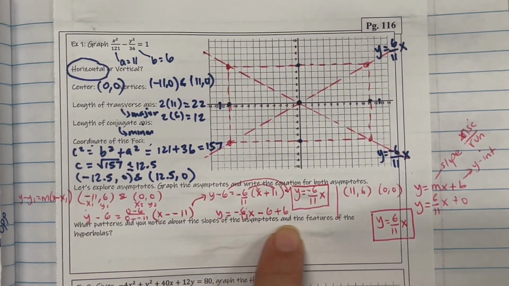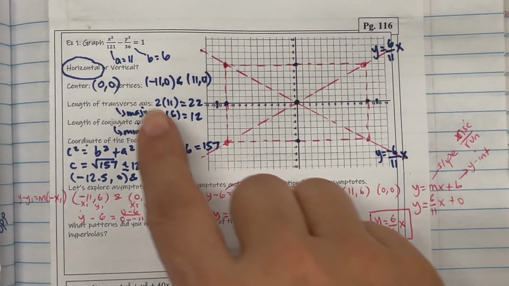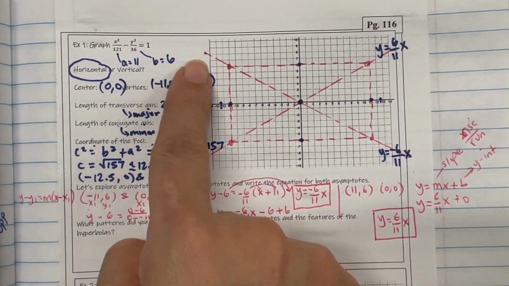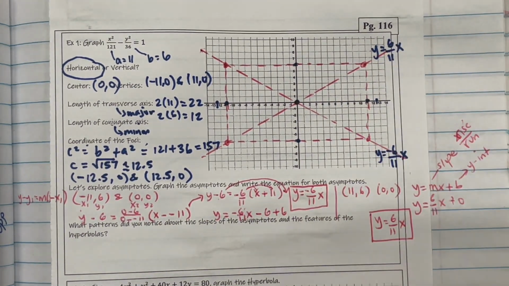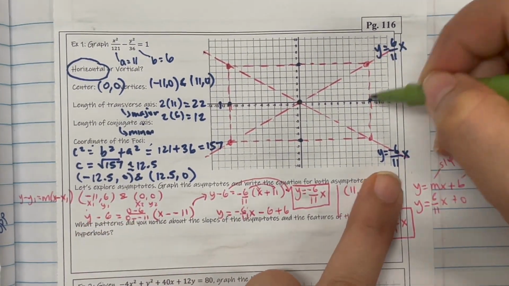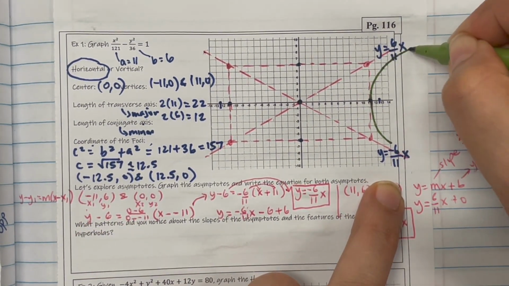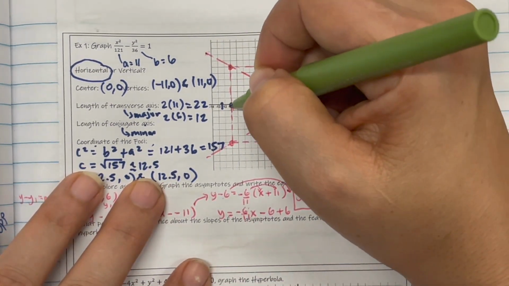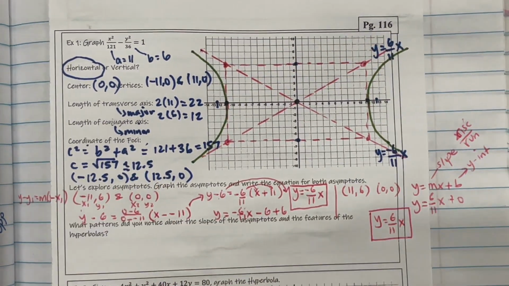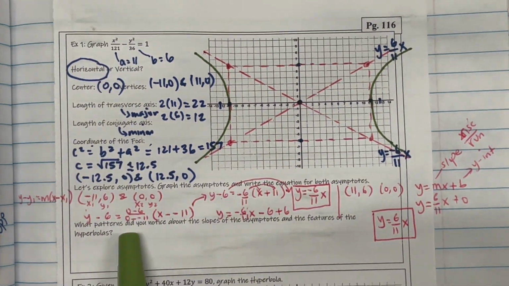So now given a, b, c, and the asymptotes, we are ready to graph it. So we know it's horizontal, so it's going to go this way, right? And the vertex is going to touch that actual point right there. So we're going to graph it that way, using the asymptotes so as not to touch the hyperbola. There you go, just like that. And that is my horizontal hyperbola for this equation.